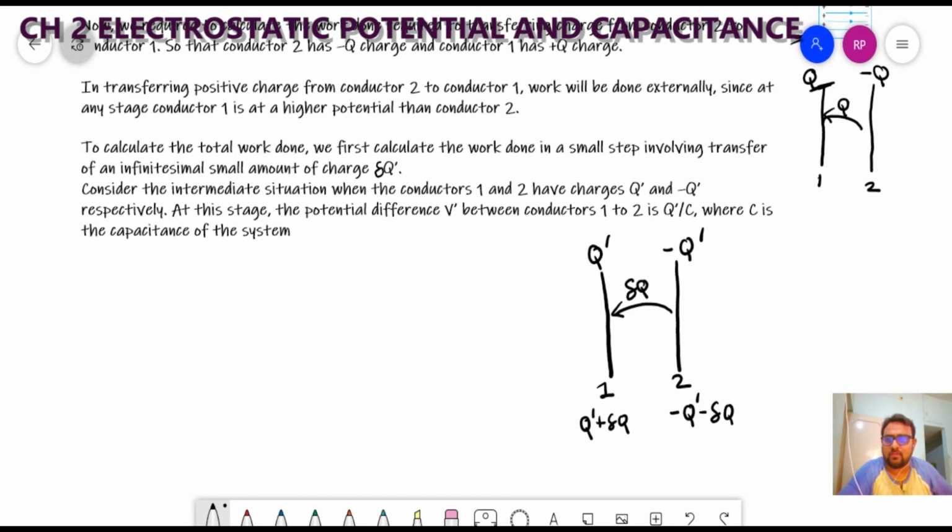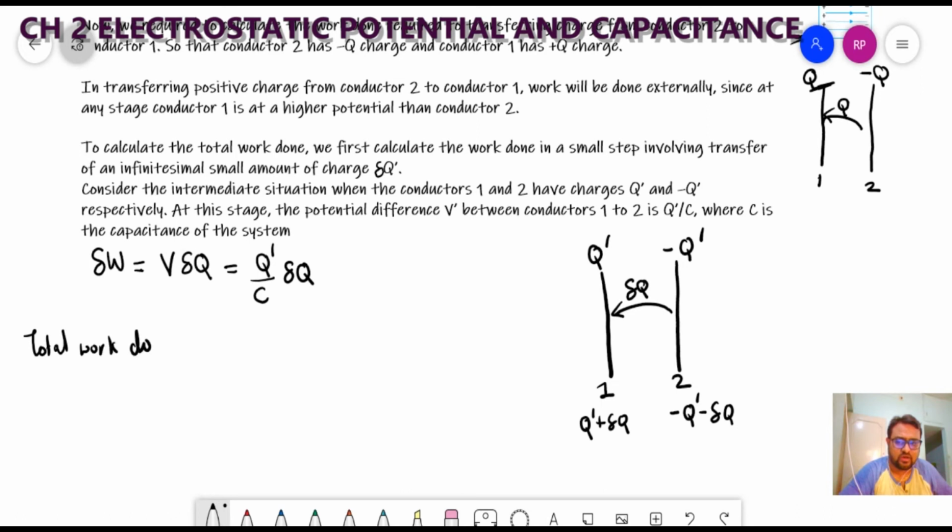Now, the small amount of work done, delta W, in bringing the charge delta Q from plate 2 to plate 1 will be equal to V delta Q. Right? Work done, W equal to VQ. Here, for a small amount of work done, V will be multiplied by delta Q. Now, what is the potential? It's Q dash by C. So, it will be Q dash by C delta Q. So the total amount of work done.